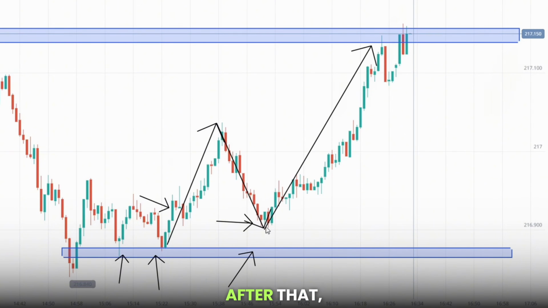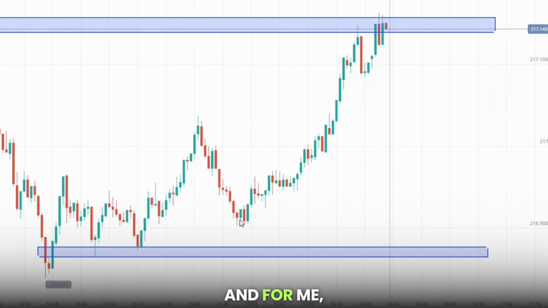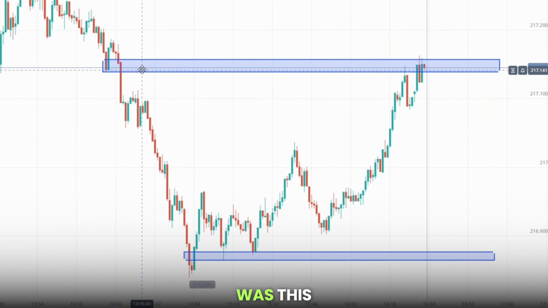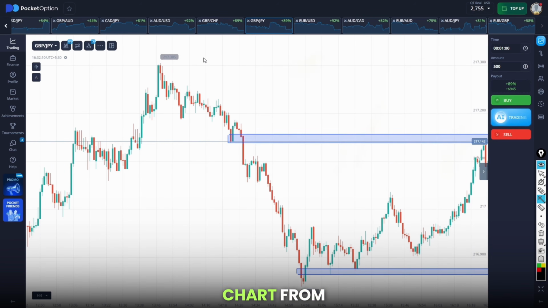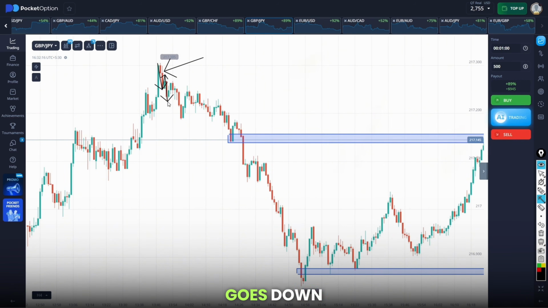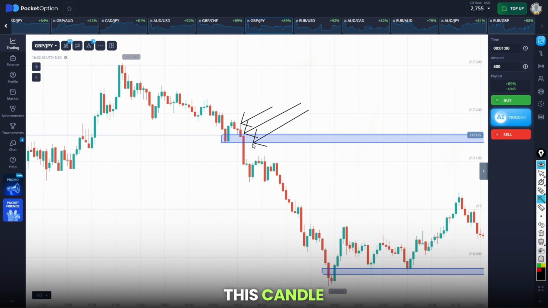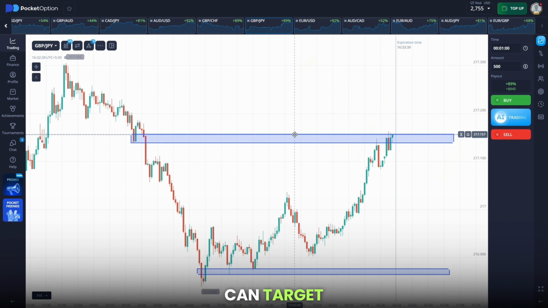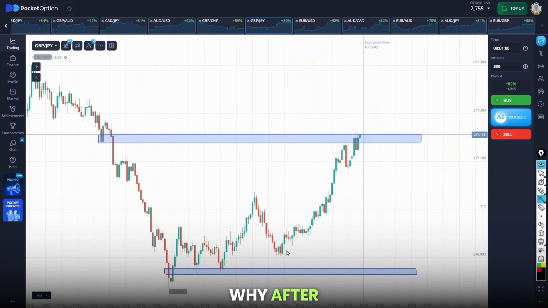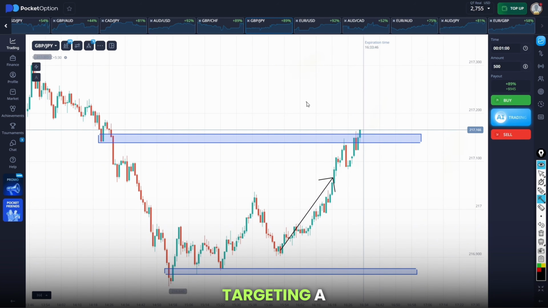After that, the price goes up straight, and the next liquidity zone for me was this zone. Why? Because if you start reading the chart from this candle, the price goes down, then retraces back for liquidity hunting, goes down again, goes up for liquidity hunting, gave a breakout from this level, fell, recovered for liquidity hunting, but after this candle fell, this breakout, there was no retest of this zone. So for me, this was the zone that I could target for the reversal trade, and that's why after this move was going on, I was targeting a reversal from this zone.